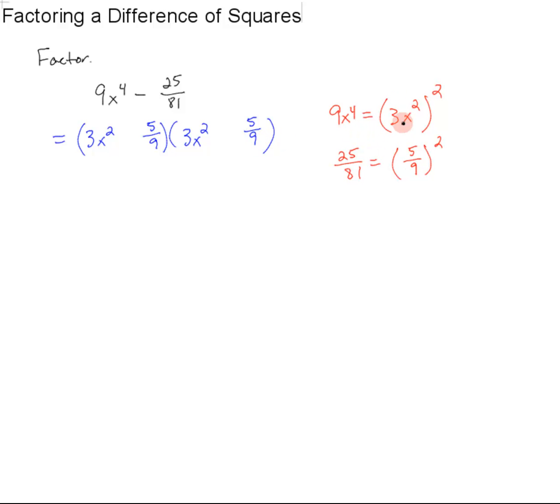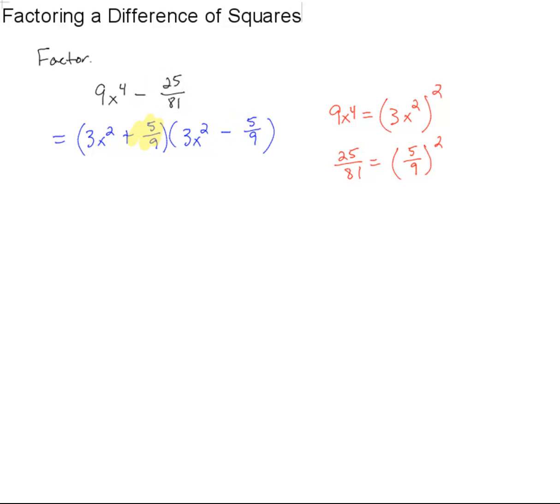These are the two things we found over here. But I need negative 25 over 81, so this one's going to be plus and this one's going to be minus. A positive times a negative is a negative. Now think about this if you were to FOIL it. Okay? 3x squared times 3x squared gives us the 9x to the fourth. That's good. The positive 5/9 times the negative 5/9 gives us the negative 25 over 81.